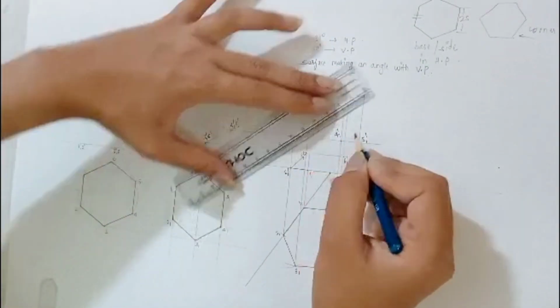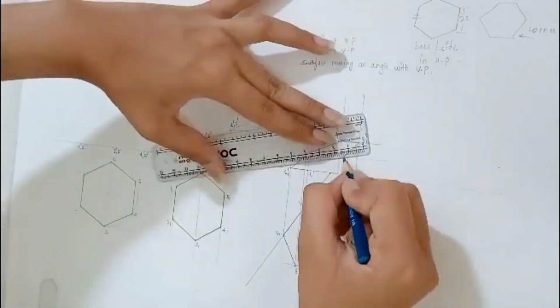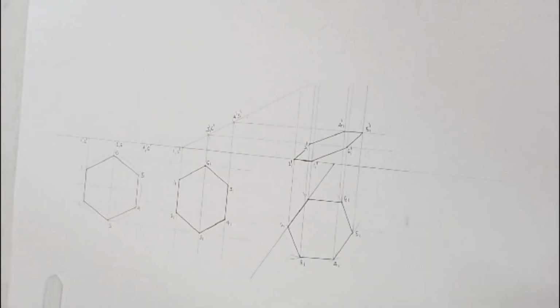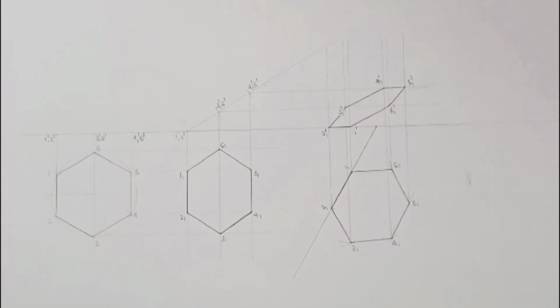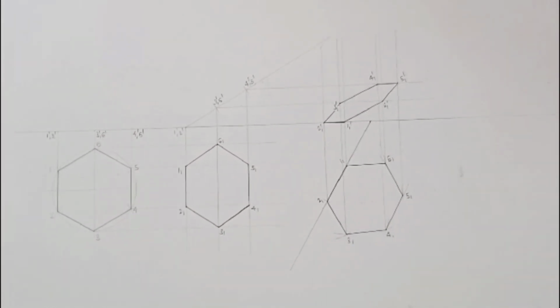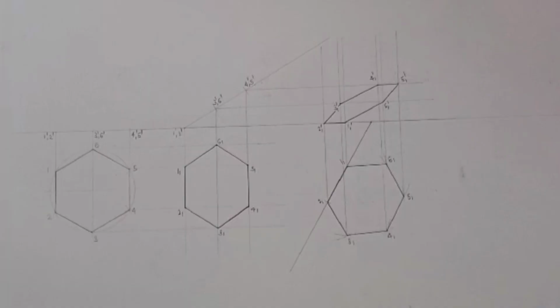By joining the points, and finally we obtain the front view. So here we complete our problem by drawing the top view of the regular hexagon below xy plane and drawing its front view above the xy plane.